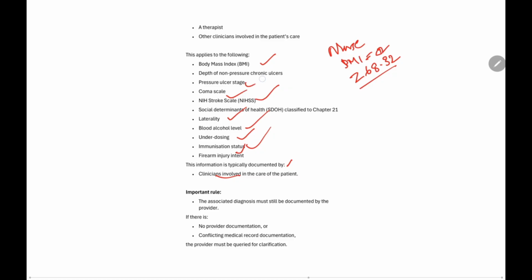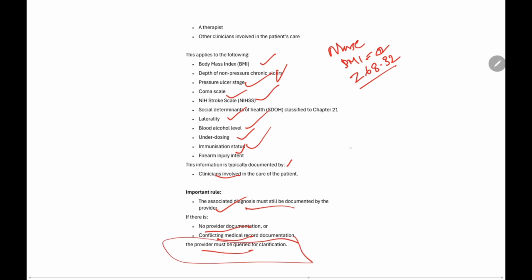Okay, coma scale, ulcer stages, depth of ulcers, depth of non-ulcer stages. So all these things will be checked by the nurse or dietitian. So the important rule is the associated diagnosis must still be documented by the provider only. If there is no provider documentation or it is conflicting, the provider must be queried for clarification.